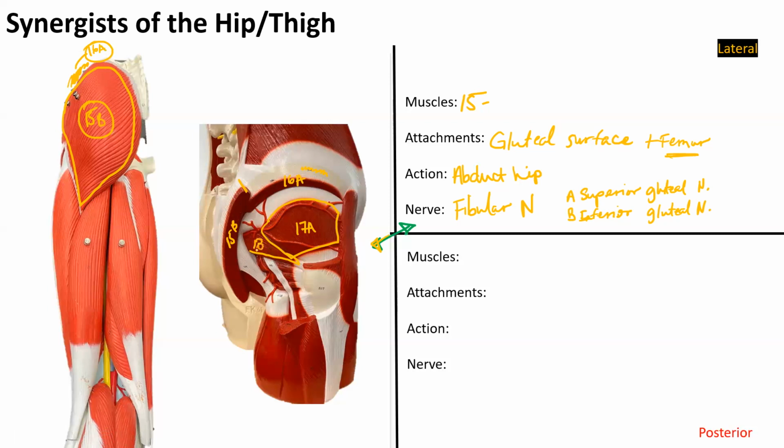Piriformis is innervated by the fibular nerve, not by superior or inferior gluteal, okay? You know piriformis because on this model, there's this white strip, which really, it would be better if it were yellow. That's the sciatic nerve, okay? The sciatic nerve is going to go right underneath piriformis, always. If you're concerned about where, gluteus minimus is nowhere near the sciatic nerve. Piriformis is underneath the sciatic nerve.